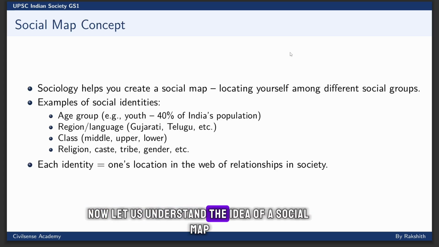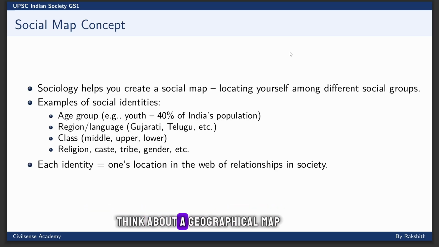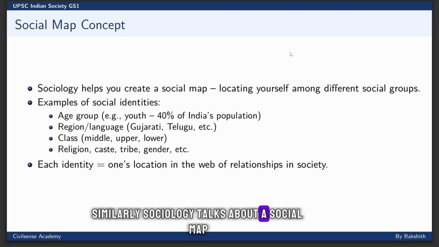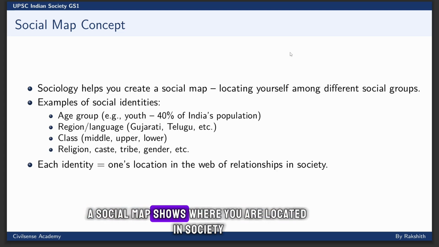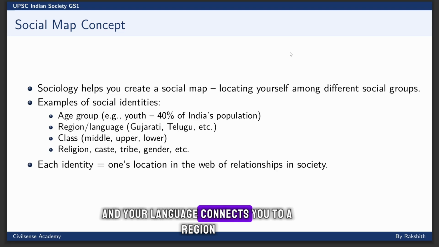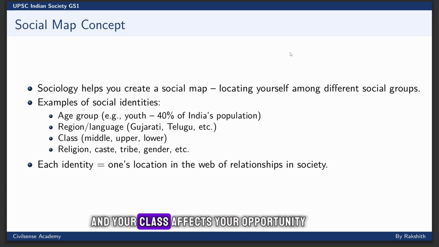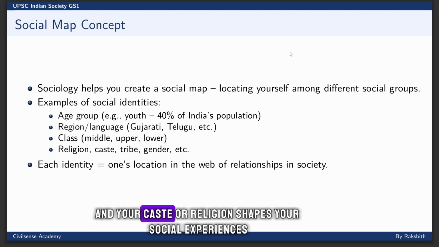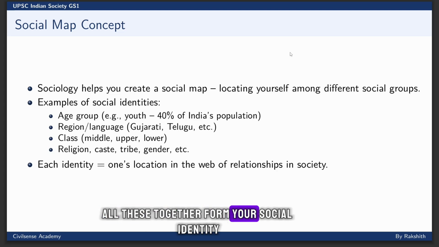Now let us understand the idea of a social map. Think about a geographical map. When you see a map of India, you know where your state is, whether it is north or south, or whether it is large or small. Similarly, sociology talks about a social map. A social map shows where you are located in society. For example, your age places you in a generation, and your language connects you to a region, and your class affects your opportunity, and your caste or religion shapes your social experiences. All these together form your social identity.